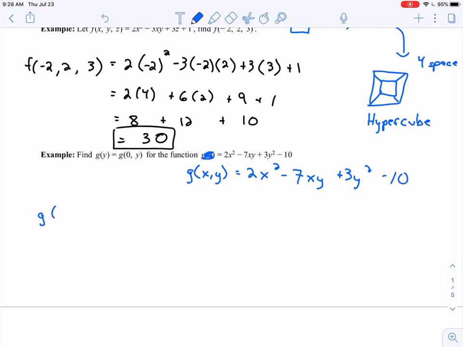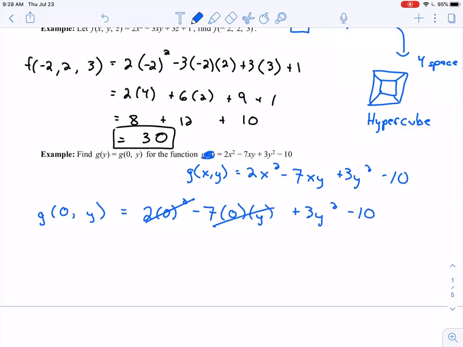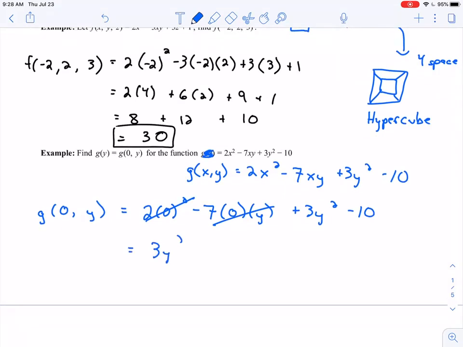So when we look at g of 0, comma y, hopefully we can kind of guess what we're going to be doing. I'm going to take 0, I'm going to plug that in for my x value, and y I'm actually going to leave alone. I'm not going to change that y value in any way. So I'm going to say 2 times 0 squared minus 7 times x is 0 times y, I'm just going to leave that as y, plus 3y squared minus 10. So in this case, 2 times 0 squared, this would be 0. Negative 7 times 0 times y, that's going to be 0. I should just be left with 3y squared minus 10.